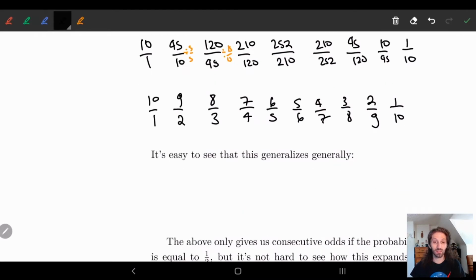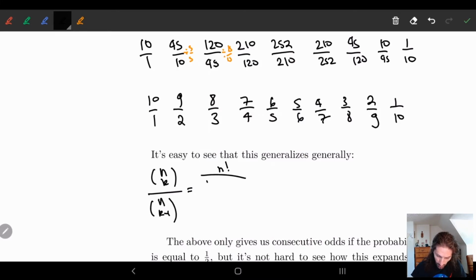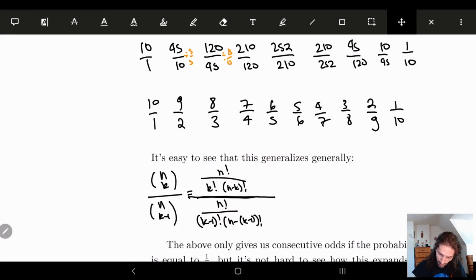So if we look at these little things, right? If I have n choose k, we said this is what this was. And I divide n choose k minus 1, which is our ratio basically. What we end up having is, let's do this one at a time, n factorial, k factorial, n minus k factorial. Then I divide by, I'll make this bigger, n factorial, k minus 1 factorial, n minus k minus 1 factorial.